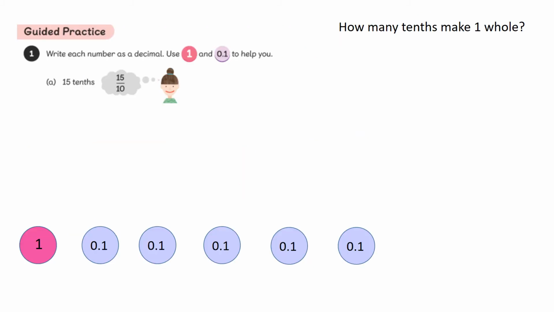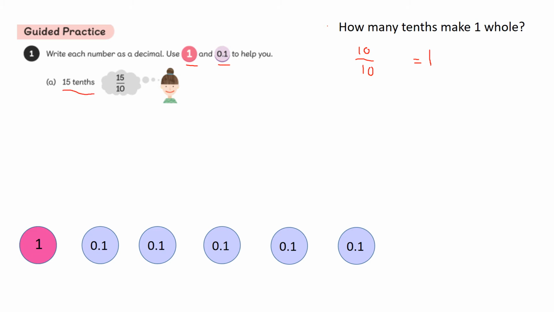Let's have a go at some guided practice so we're feeling a little bit clearer with things. So if you have a look at question 1 at the top, you can see here that it's saying write each number as a decimal. Use ones counters and tenths counters to help you. Now my first top tip to remember is this question up here on the top right. How many tenths make one whole? We've just had a look at that in the previous slide, and I'm hoping that you'll be able to remember that 10 tenths is equal to one whole.